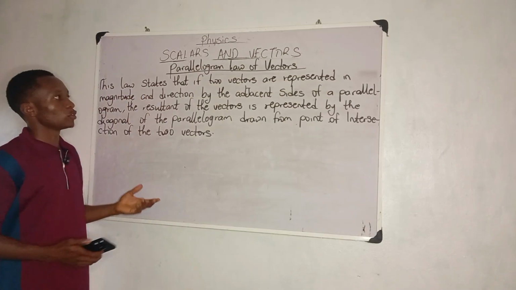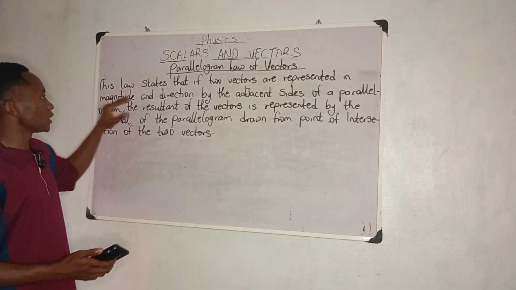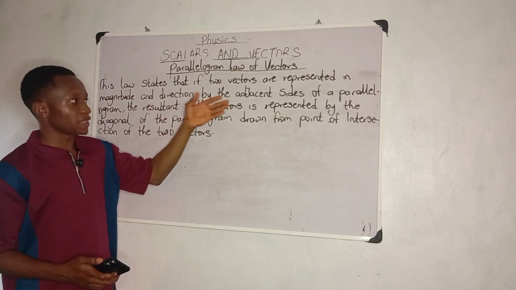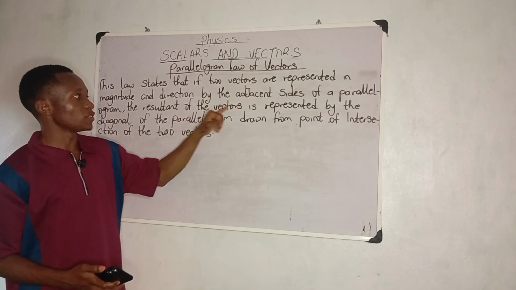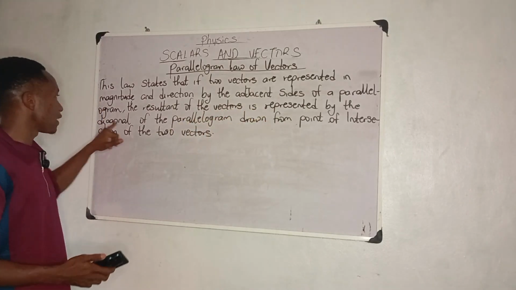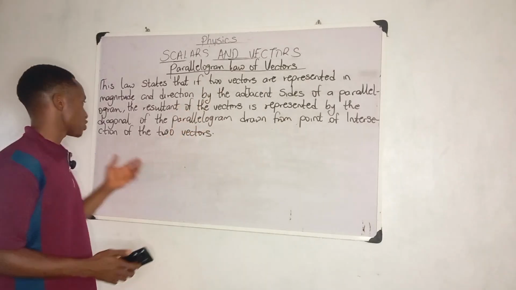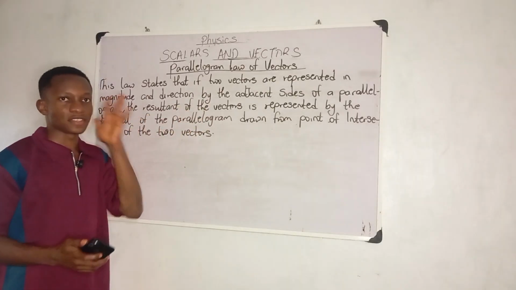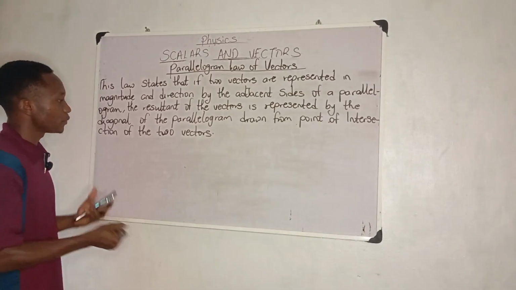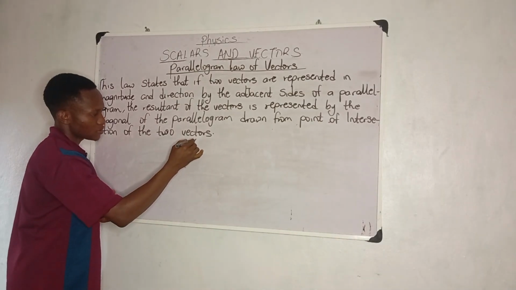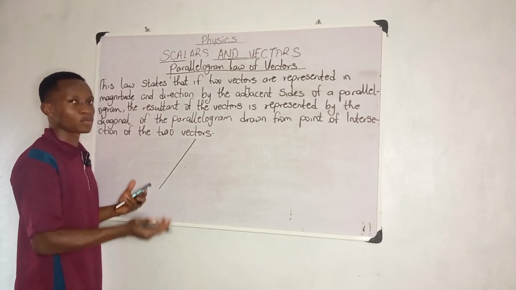Looking at the parallelogram law of vectors, this law states that if two vectors are represented in magnitude and direction by the adjacent sides of a parallelogram, the resultant of the vectors is represented by the diagonal of the parallelogram drawn from the point of intersection of the two vectors. Now, this is not actually difficult. For instance, we can have that of an acute angle, and you can have it when it's an obtuse angle.